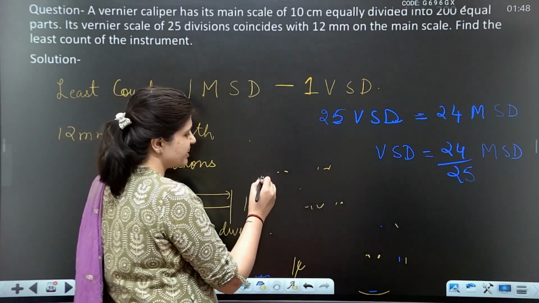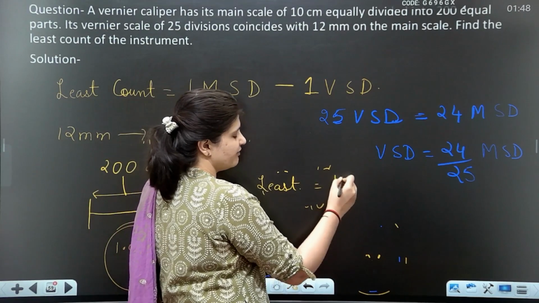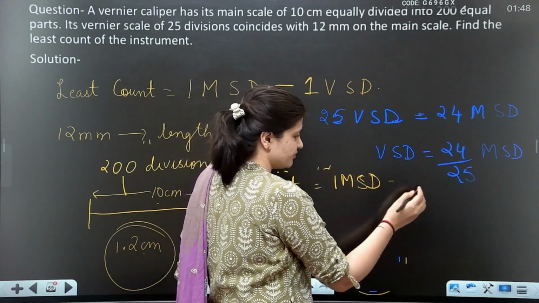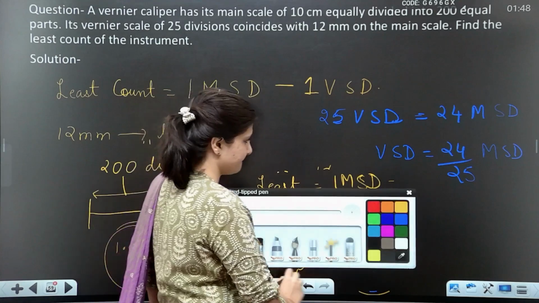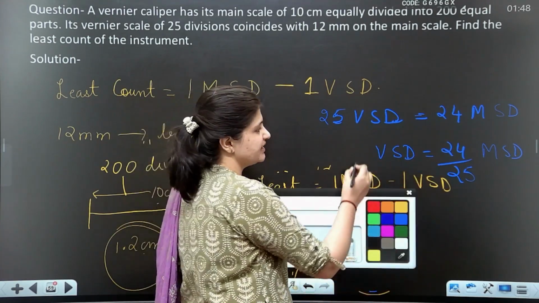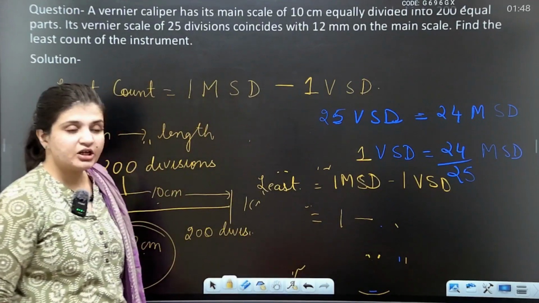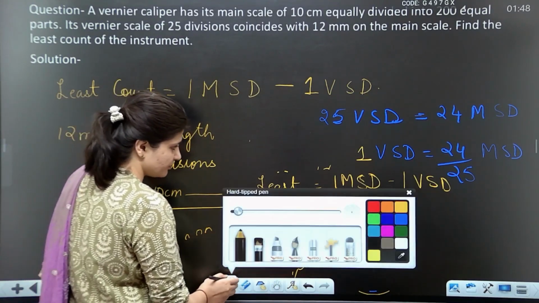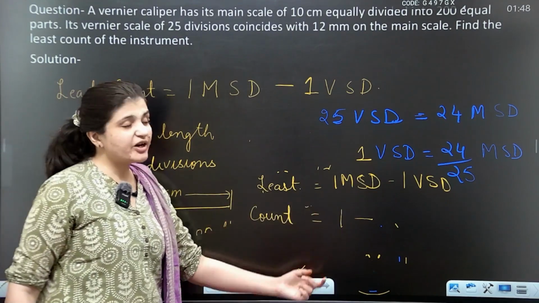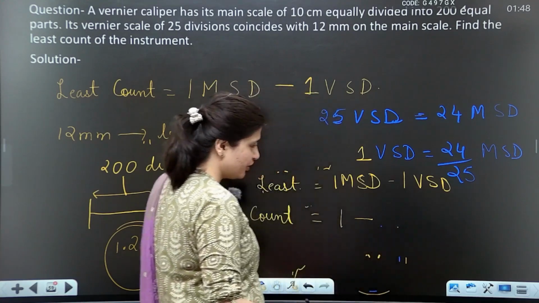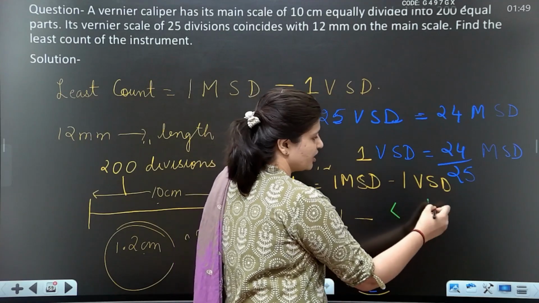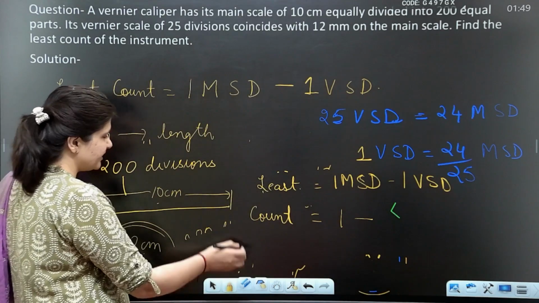So students, what is our least count equal to? It is 1 main scale division minus 1 vernier scale division. So that is 1 minus the value of 1 vernier scale division. So least count is 1 main scale division minus 1 vernier scale division. So 1 MSD minus 1 vernier scale division means 24 by 25.